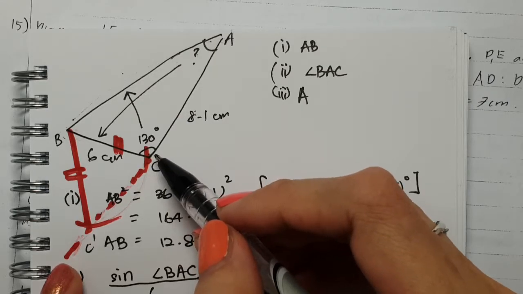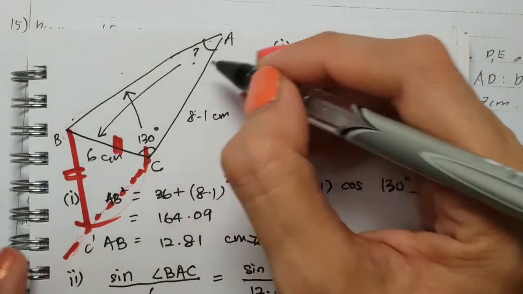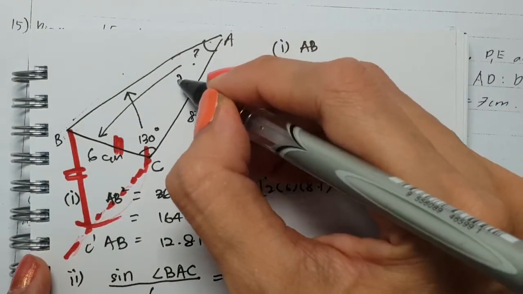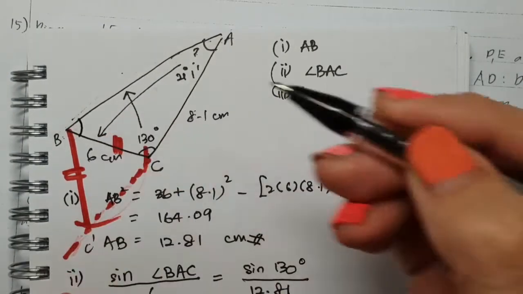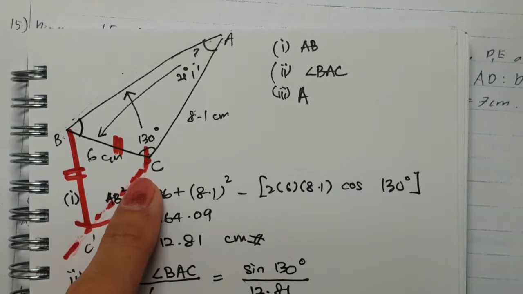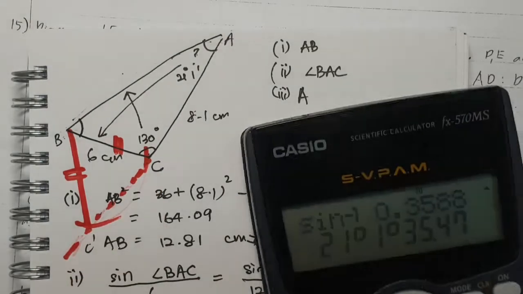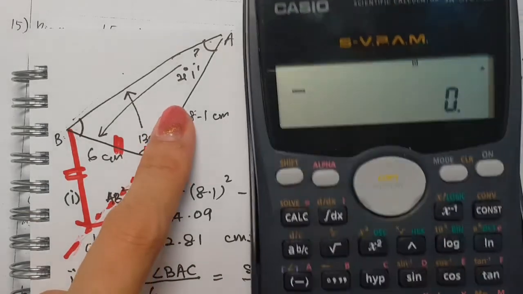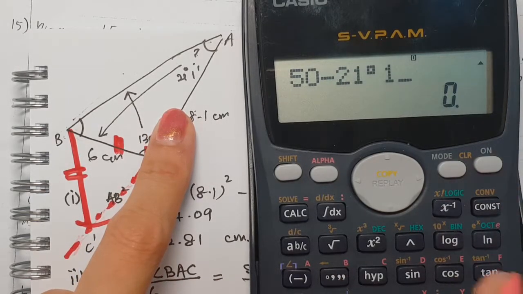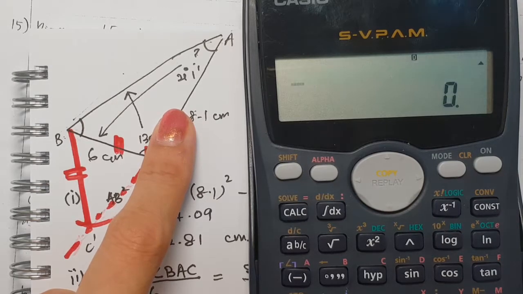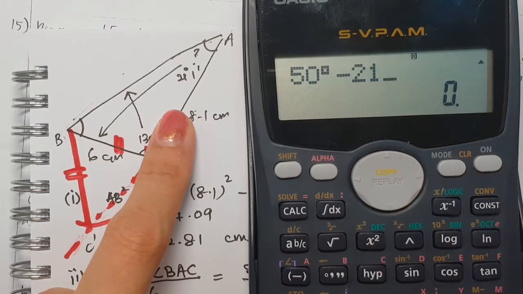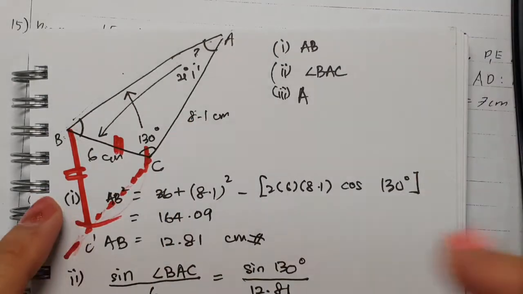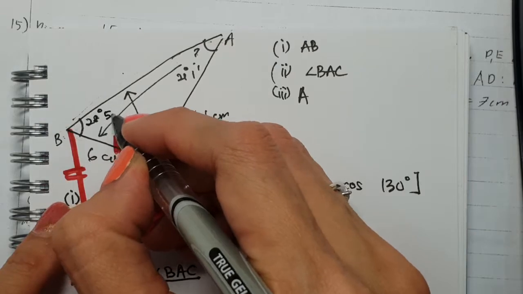If this one, so we know that this is 21 degrees 1 minute, and this is 130. Therefore, we can find this. We take 180 minus 130, which is 50. And then 50 minus 21 degrees 1 minute, we will have 28 degrees 59 minutes. So this is 28 degrees 59 minutes.